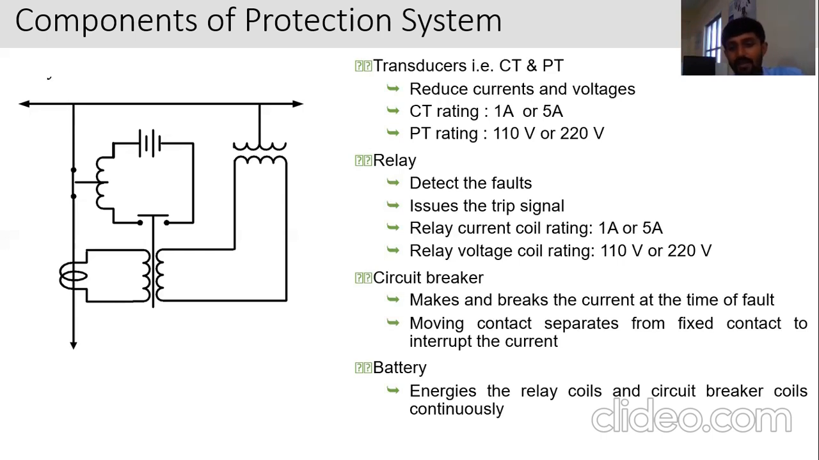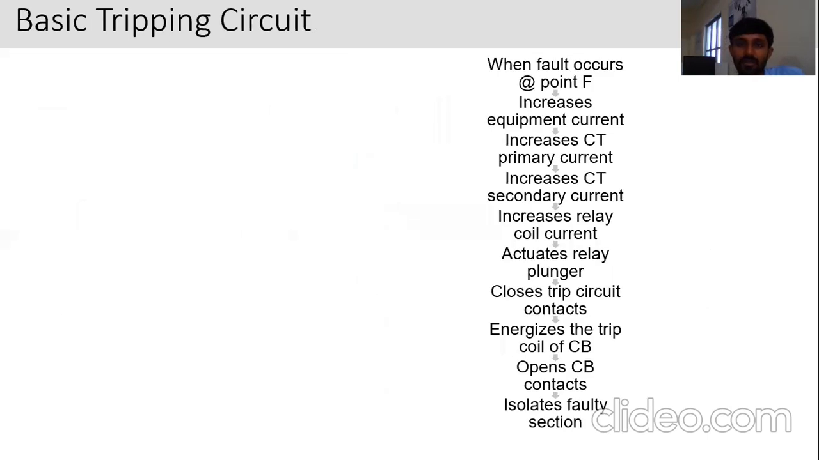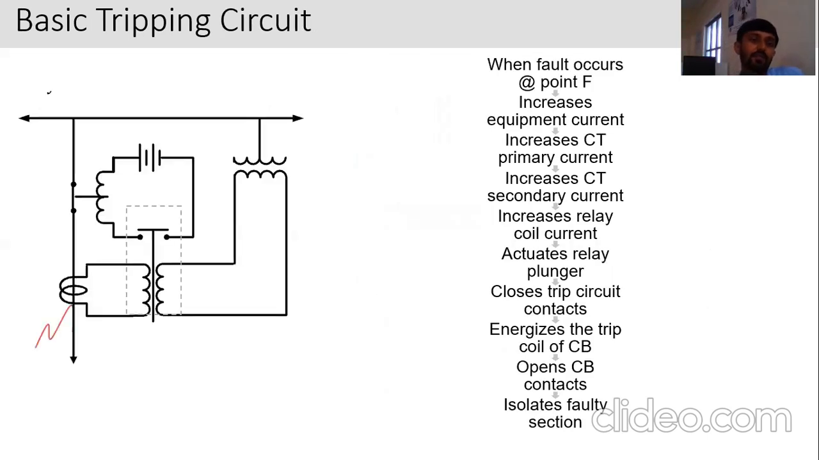And the fourth one is the battery. It is used to energize the trip coil of the circuit breaker. The battery should have a minimum backup capacity of 10 to 12 hours for any substation as well as the power system protection system. Here you can see the previous diagram.